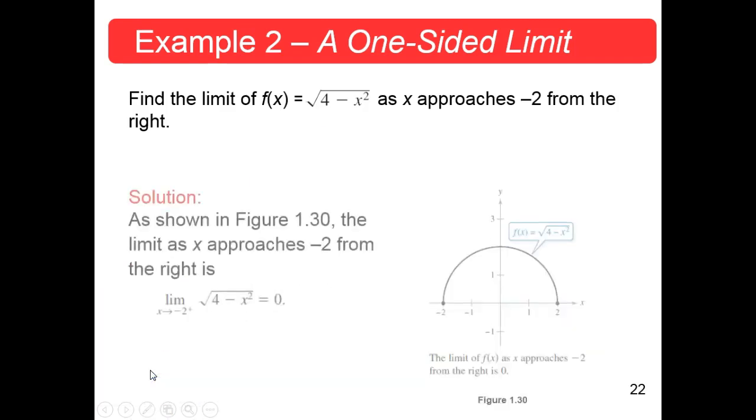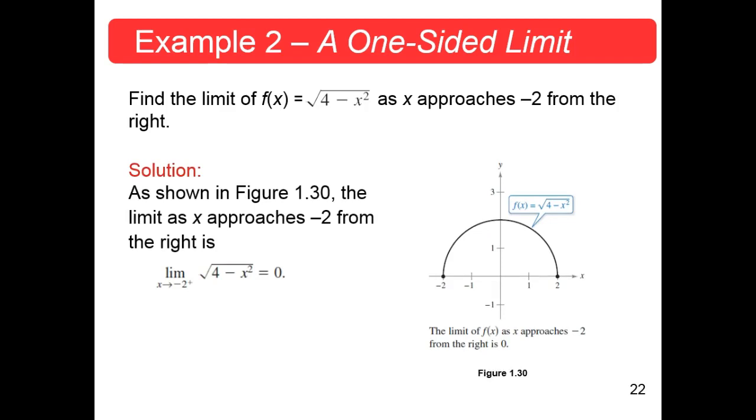They may draw a graph or something. Yes, they do. As shown in this figure, the limit as x approaches negative 2 from the right-hand side is indeed 0. Now, how did they get this figure? This goes back to something you were saying. What's another name for f of x? Y. Good, y'all got that one. y is equal to the square root of 4 minus x squared.